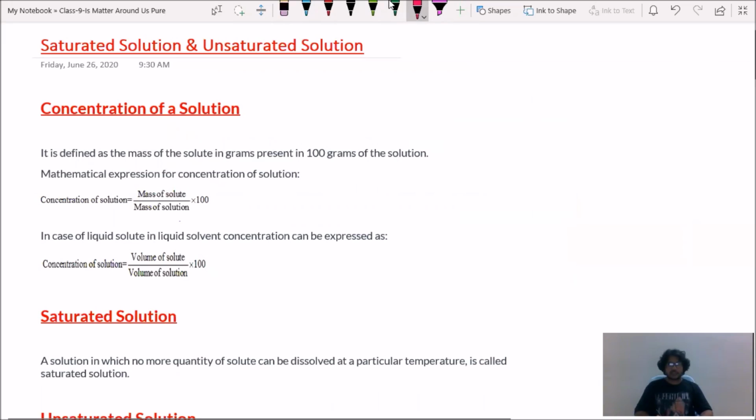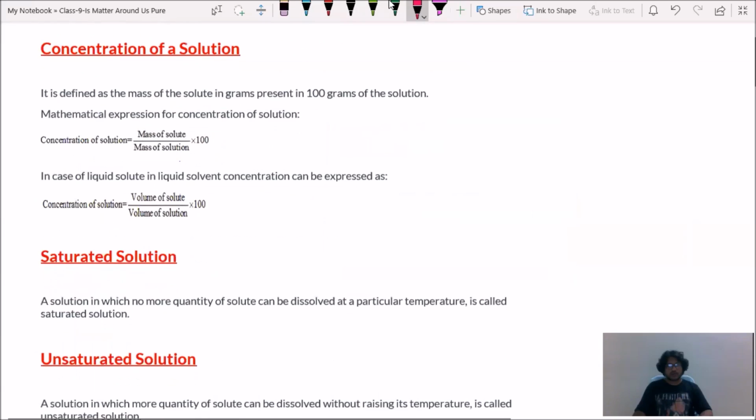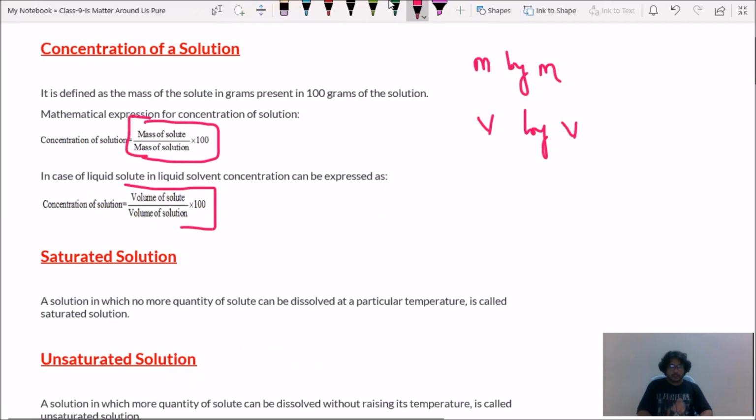In our last lecture, we discussed concentration of a solution by using a formula. They are going to ask questions by means of mass by mass concentration or volume by volume concentration. If it is mass by mass, we need to use this formula: mass of solute by mass of solution into 100. In case of volume, volume of solute by volume of solution into 100. These are the two formulas we need to use to calculate concentration of a solution.